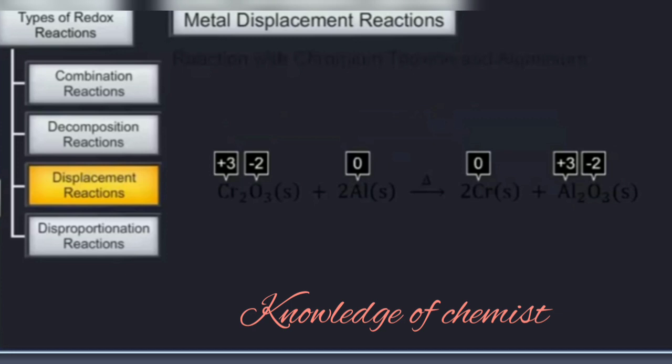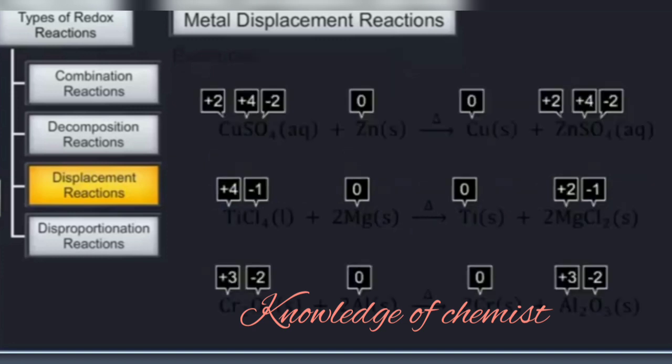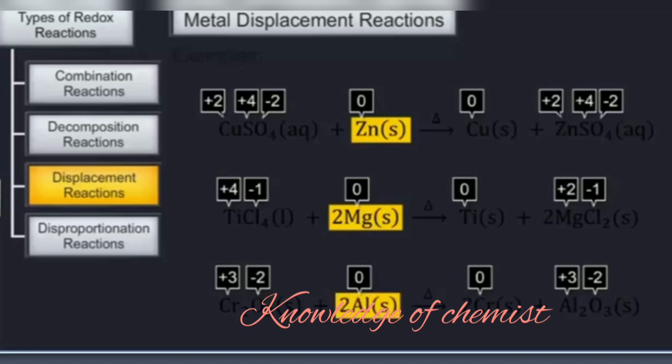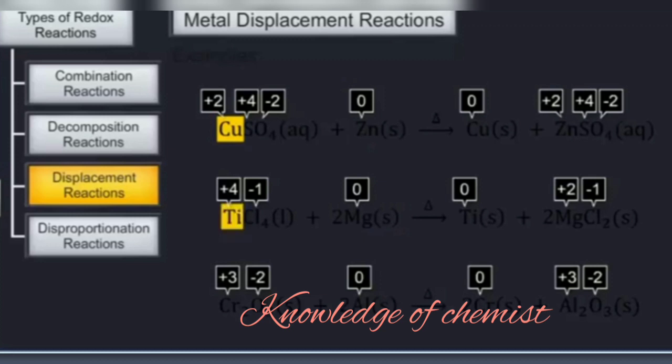Similarly, in this reaction between chromium trioxide and aluminium, aluminium replaces chromium to form aluminium oxide. In each of the metal displacement reactions, a metal displaces another. The reducing metals like zinc, magnesium and aluminium are better reducing agents than copper, titanium and chromium, which are being reduced.